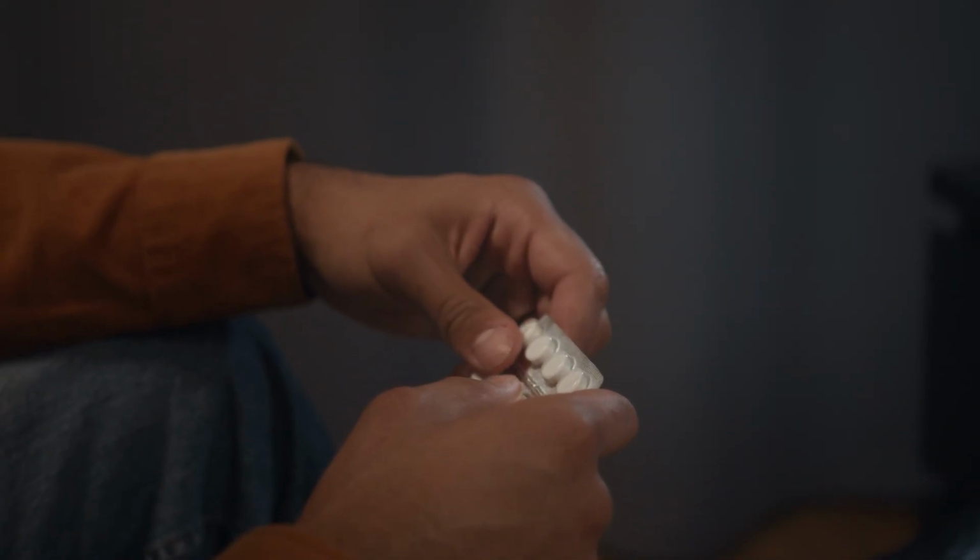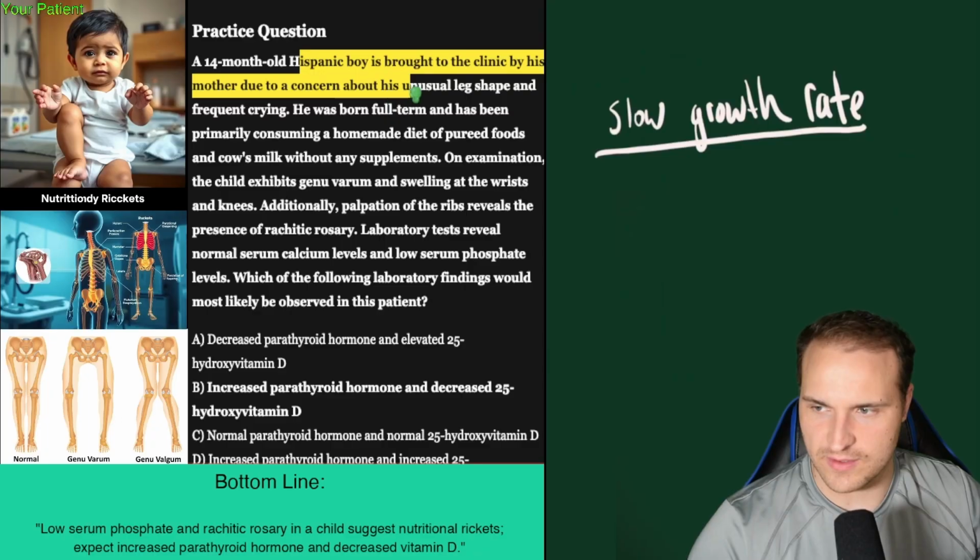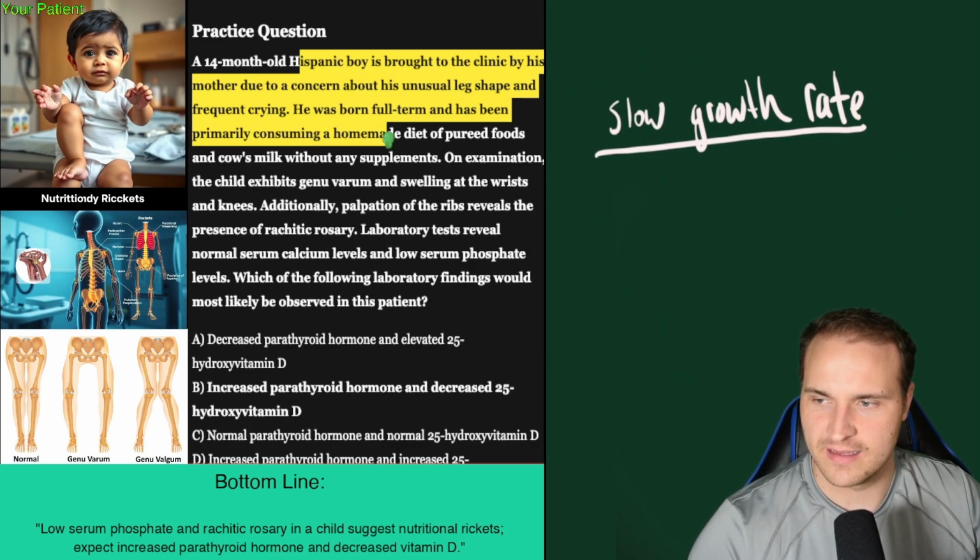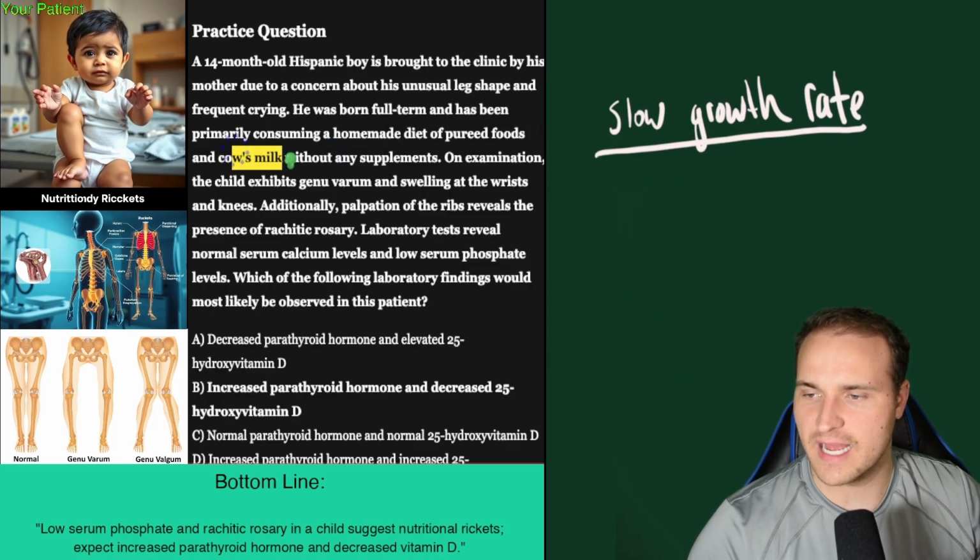Now we have a 14-month-old Hispanic boy brought to the clinic by his mother due to concern about unusual leg shape and frequent crying. He was born full term and has been primarily consuming a homemade diet of pureed foods and cow's milk without any supplements.